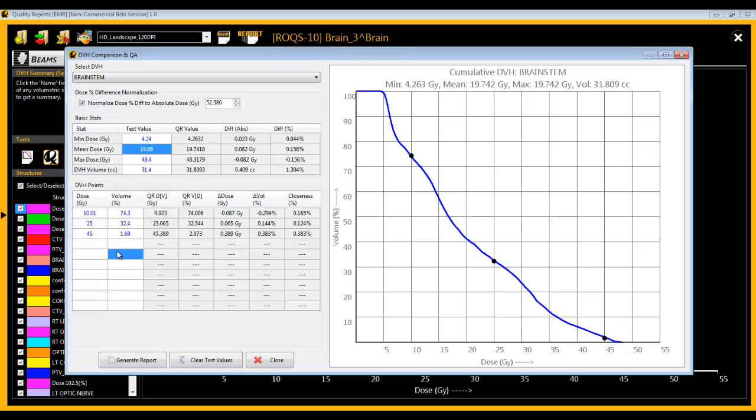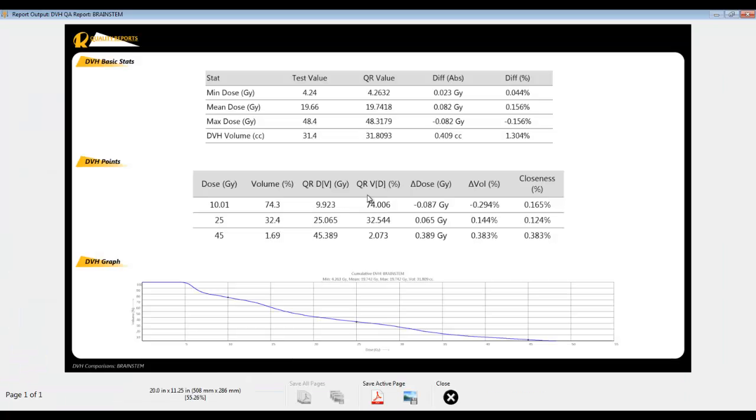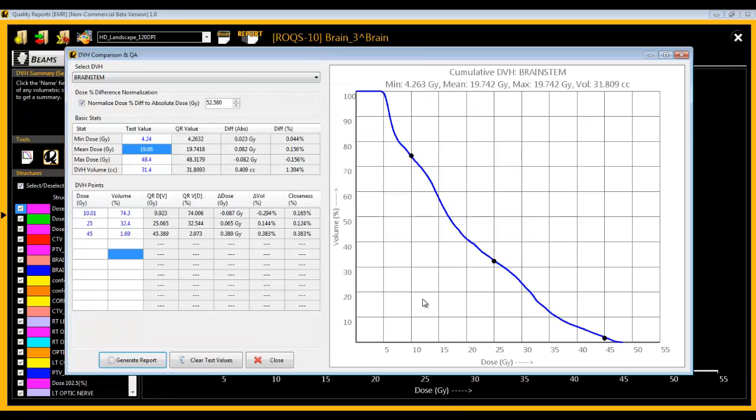And so you can really plug in as many points as you want and get these absolute comparisons, generate reports, and the report pages can be used as part of your TG53 protocol. This makes your life very easy and gives you the peace of mind that you've audited your treatment planning system DVH statistics.